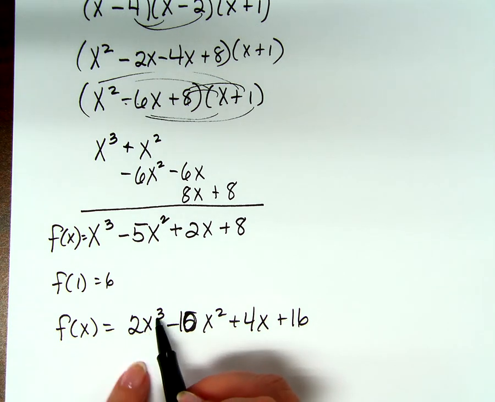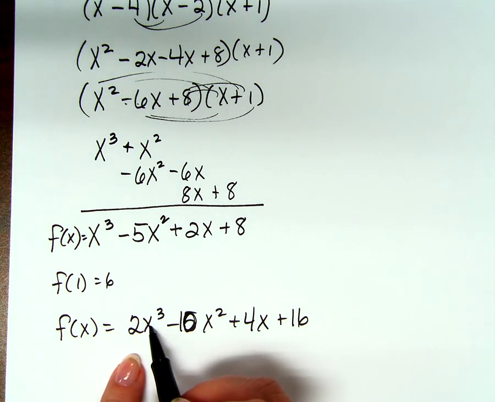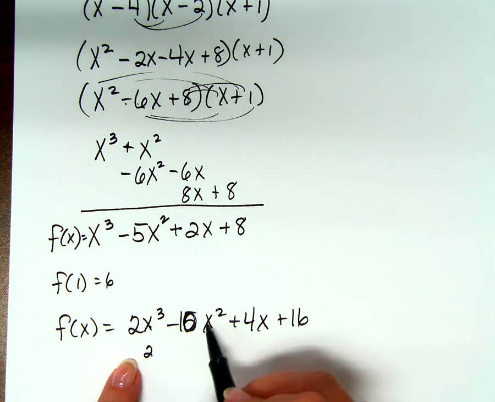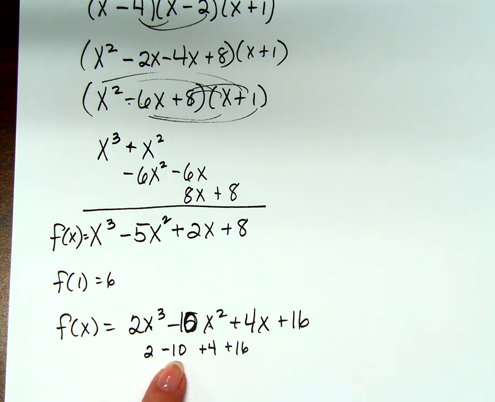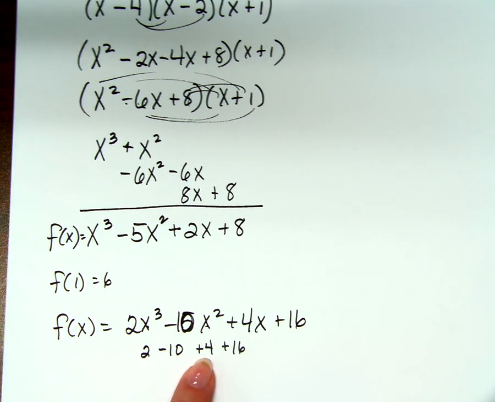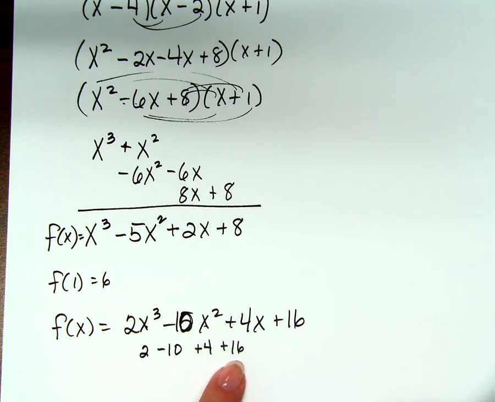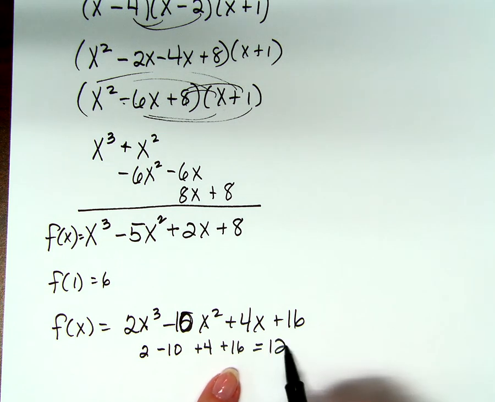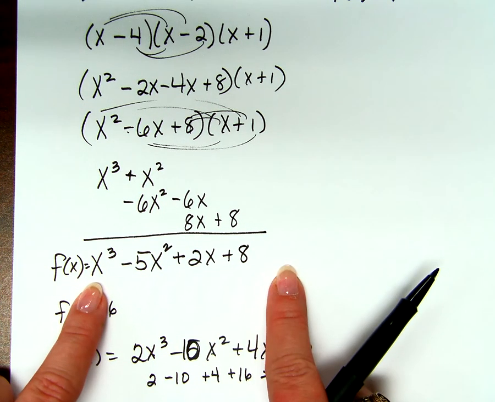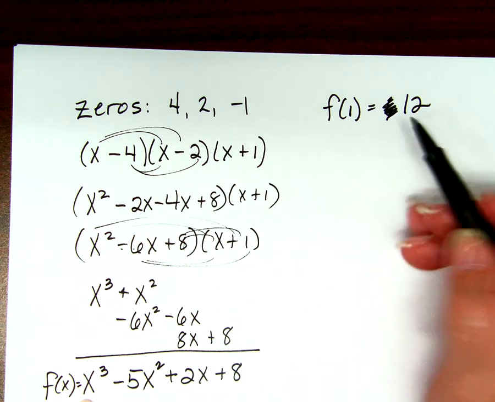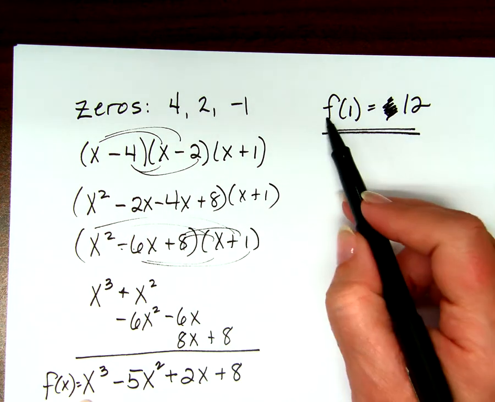What's 1 cubed? So 1 times 2 is 2. What's 1 squared? 1 times negative 10. What's 4 times 1? And then I have 16. So what's 2 minus 10? Negative 8 plus 4. Negative 4 plus 16. Don't they equal 12? So this is a possible function for these zeros, but then they're going to give you a qualifying statement. F of 1 is 12.